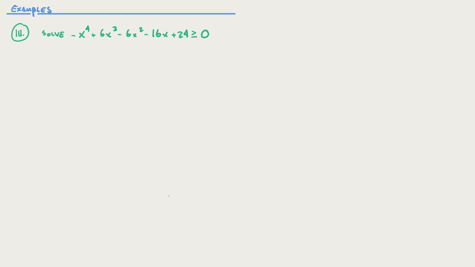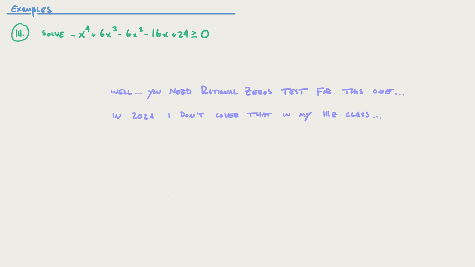All right, for example number 3, let's say we want to solve this one. In this particular example, it's a quartic function, and we're looking for where it's greater than or equal to 0, but I'm not giving us anything. If you know the rational zeros test, then you can actually do this. You find your p's and q's, you divide p by q, you test all of those, and then you figure out what zeros you find. Since I don't do that in 2024 for my 111Z class, I'm going to have to give us some zeros.